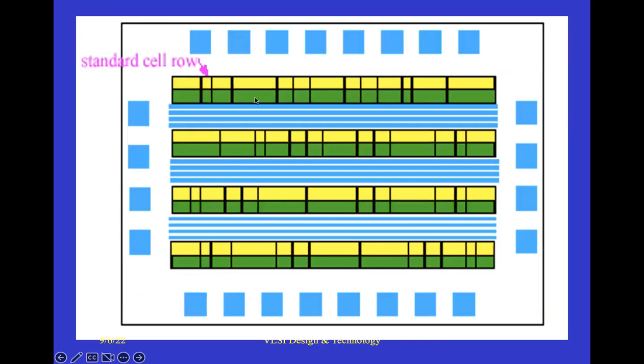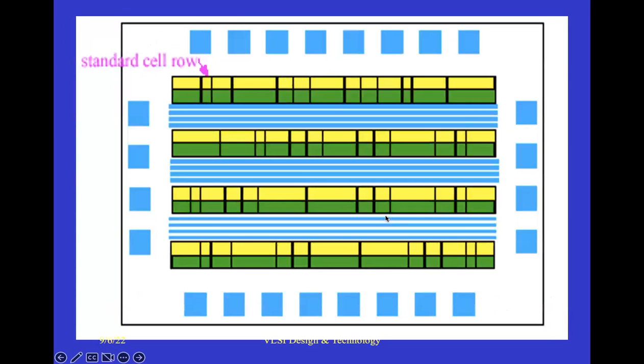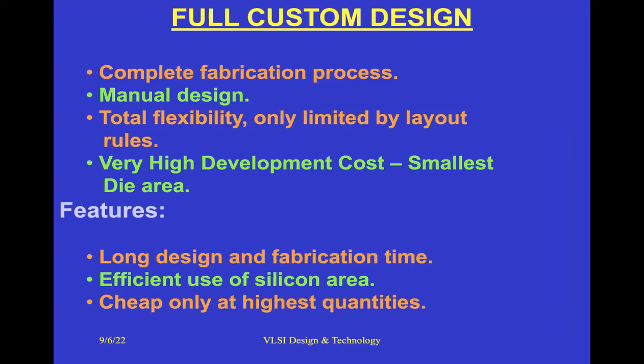Now standard cells. These are where your base cells or logical cells sit, and this is your routing. Remember the previous diagram we saw: logical cells, routing channel, then again logical cells and routing channel. So standard cells, then the routing. This is one such way of arrangement, and these are your IO pads placed along the edge. Now full custom design. Let's look into it for a while. In the complete fabrication process, you're starting exactly from scratch, and then you're sending your designs to the fabrication center.